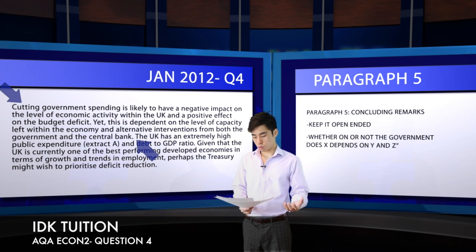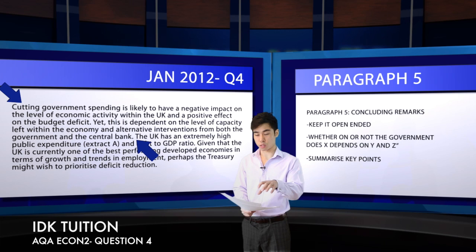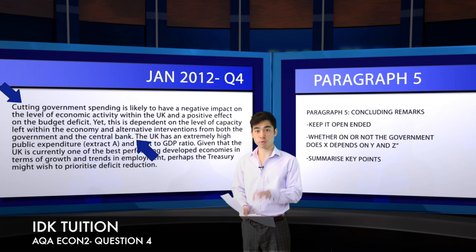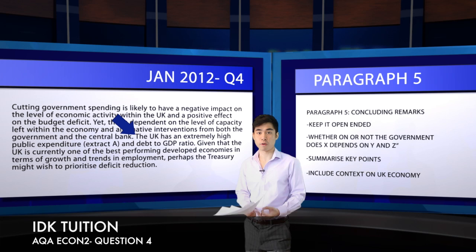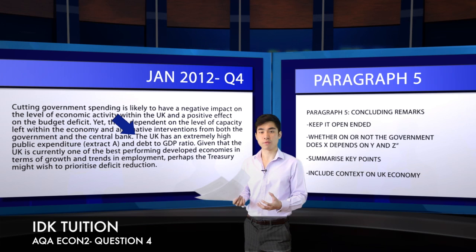Say that cuts to government spending are going to depend on X, Y, and Z. Summarise the key points that you made in previous paragraphs in your essay. And then I think that if you really want to be aiming towards the top end of the mark spectrum, you want to be contrasting the importance of your different macroeconomic indicators. So remember, we've chosen a question which allows us to talk about our different macroeconomic indicators. In this specific question, primarily talking about economic activity, so GDP and unemployment, and also the budget deficit, you want to be contrasting these variables and saying what's more important to the UK economy at the moment.